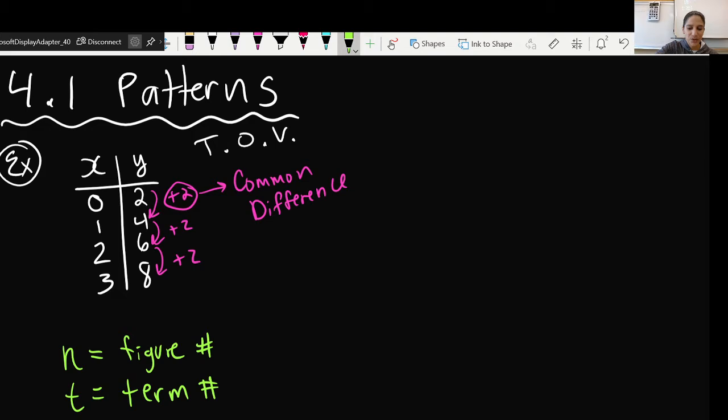And then we also would come up with a linear equation based on this stuff. So we would be taking a look at the pattern from the values that were given, and we would use that to come up with the linear equation using either n for the figure number or t for the term number.